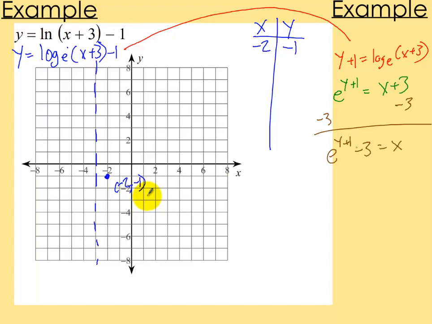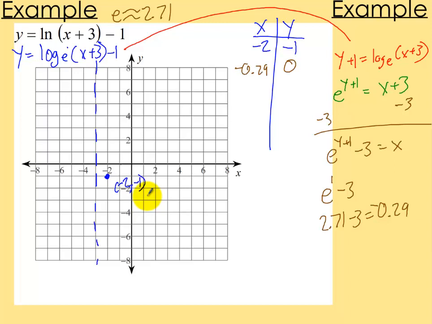All right, I know it's a little bit more difficult when you have an e in there. So e is about 2.71. Let's plug a y value in. I want to make this just e to the 1 power, so I'm going to plug in a y value of 0. If you plug in a y value of 0, you'll have e to the 1 power minus 3. So that's basically 2.71 minus 3. And that is going to equal roughly negative 0.29. So negative 0.29. All right.